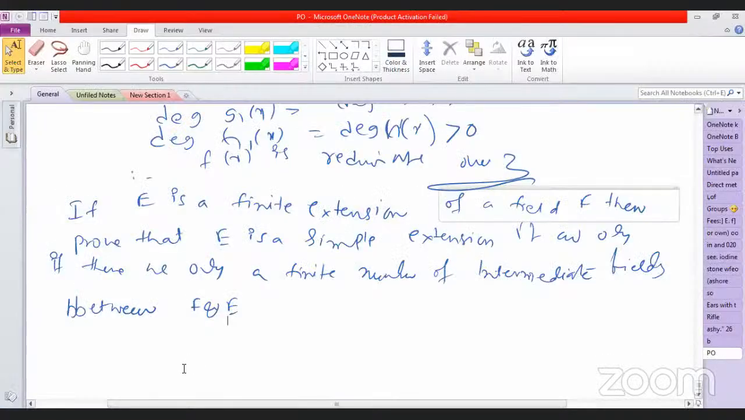Given a field extension K, F is said to be an intermediate field, an intermediate extension. Given a field extension L over K, L is a K vector space. An intermediate field is a vector space over K, between F and E. So therefore we can take the proof here.